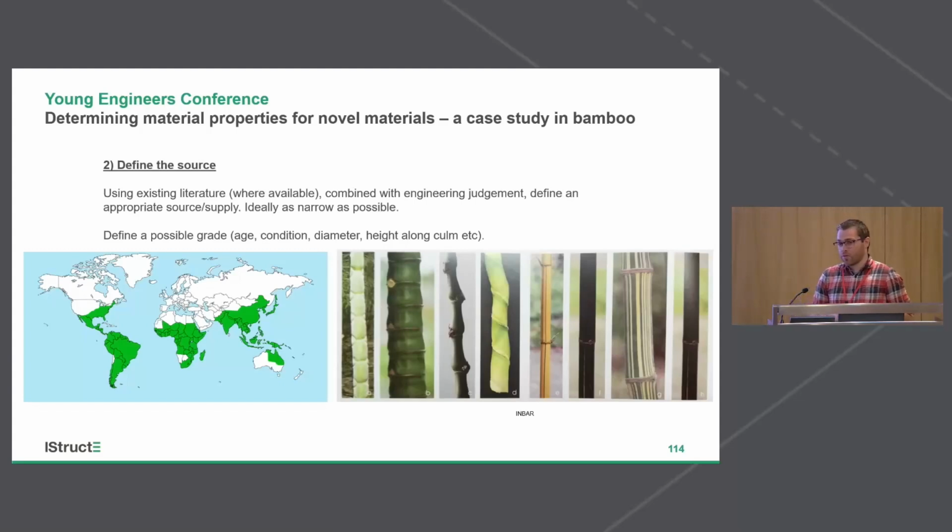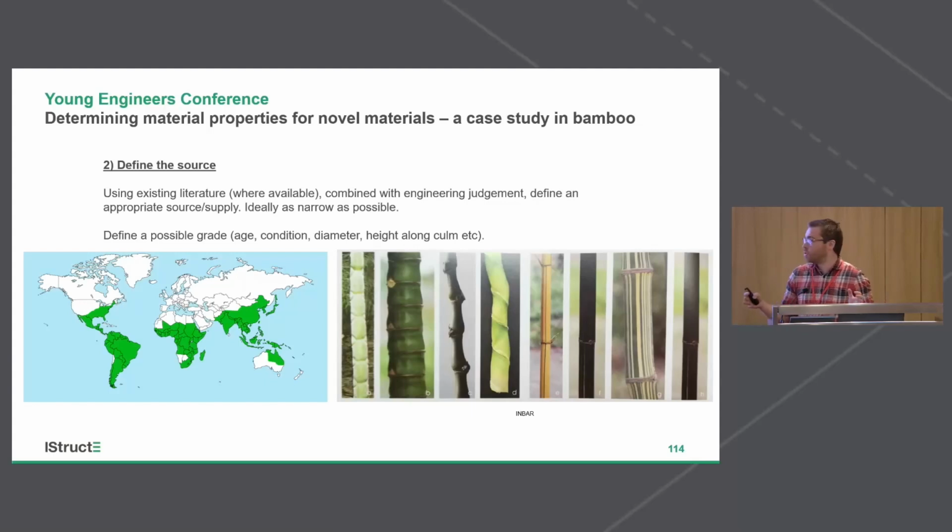Next, we need to define the source. And again, I'm focusing on bamboo, but the same will apply for other materials, not just bio-based materials. So again, we can use existing literature combined with engineering and judgment. We need to define an appropriate source or supply, and that should ideally be as narrow as possible.